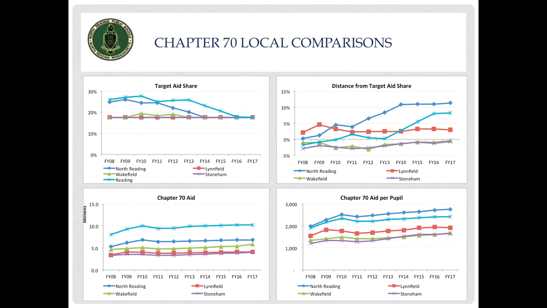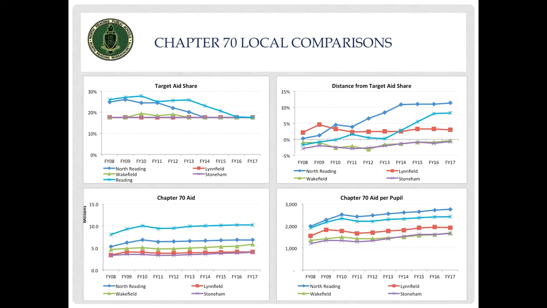Just very quickly, when you look at some Chapter 70 local comparisons, I thought it'd be interesting if we just spent a minute focusing on where some local area communities that border North Reading are in terms of their target and how that impacts their Chapter 70 aid. If you look at the far left bar graph, the one entitled Target Aid Share, there are 5 communities that I've charted on this graph. That's North Reading, Wakefield, Reading, Lynnfield, and Stoneham. As you can see, all of these communities since about fiscal 15 or so have been considered minimum aid share communities, meaning that they're all at 17.5%. So we're all considered, in the eyes of the Chapter 70 program, relatively affluent communities with high property values and high median incomes, and they look at us as having a target share at the minimum of 17.5% of our Chapter 70 as a percent of our foundation.